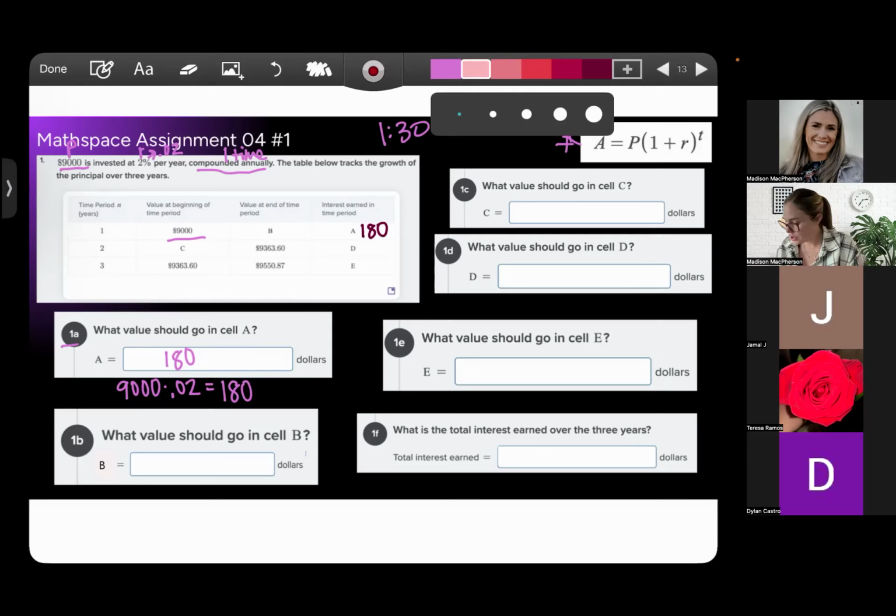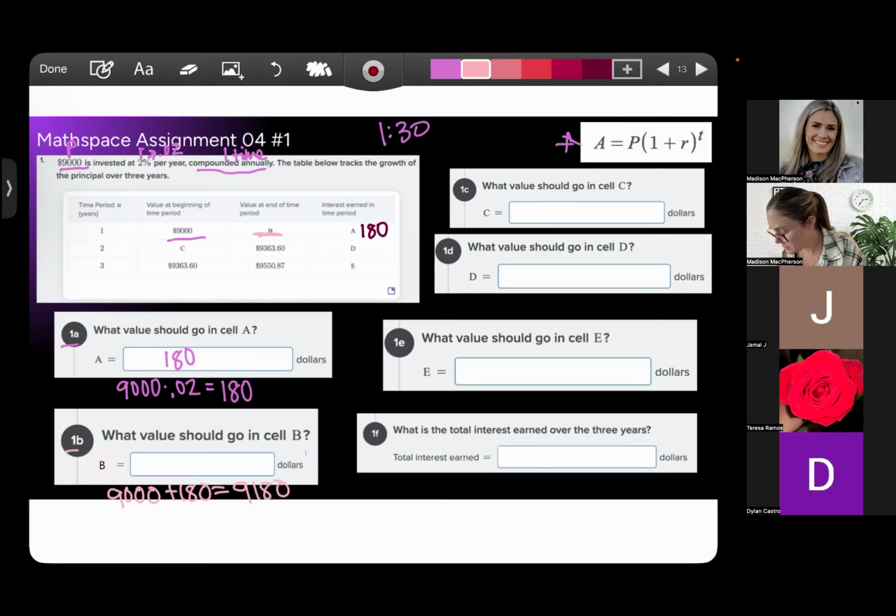Okay, what should go in cell B? So now we're looking at this one here, and we want to know the value at the end of the time period. So if we earned $180 and we already had 9,000 in there, it's going to be 9,000 plus 180, which is 9,180. So this one should be $9,180. So in here we have 9,180.